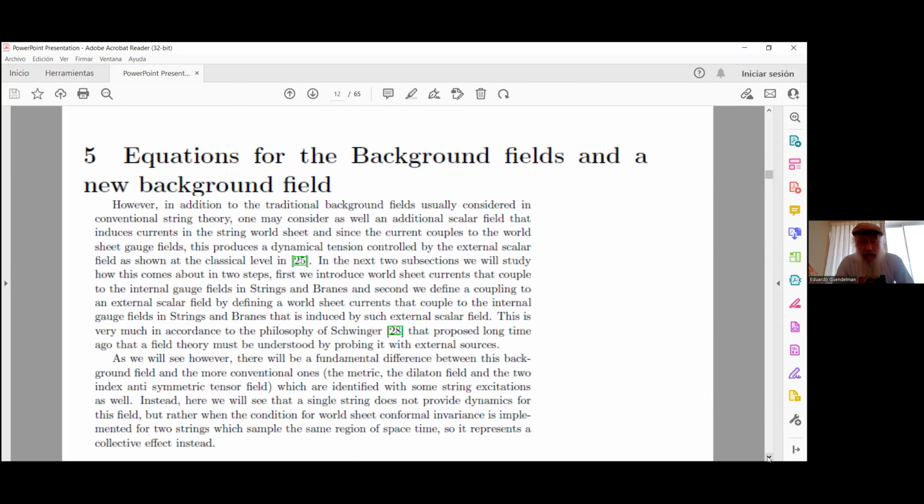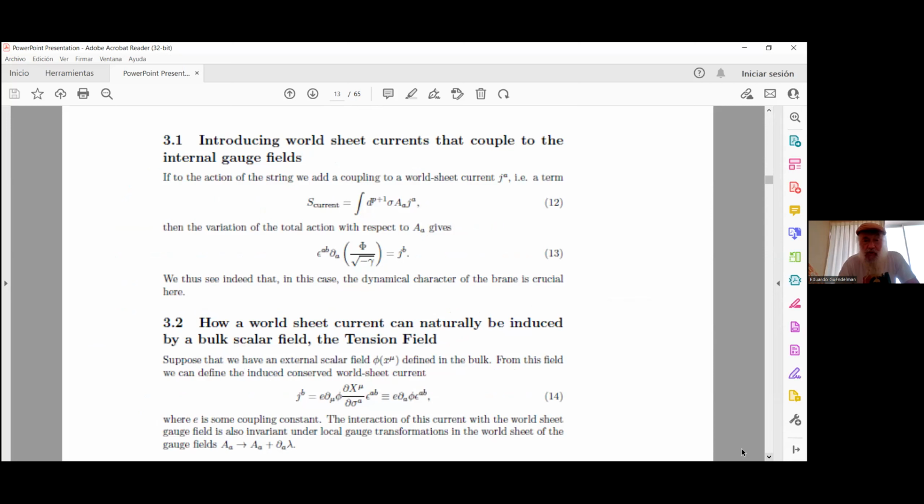We're going to put the background fields now because the theory, according to Schwinger, for example, you understand the theory when you put the background fields, right? And this is the philosophy of string theory also. You put all kinds of background fields.